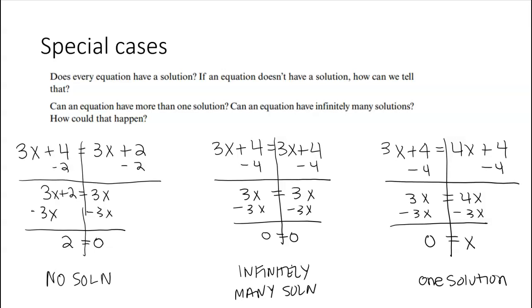So 3 things can happen. You can have no solution. When I subtract 2 on both sides here, and then I subtract 3x, I end up with 2 equals 0. That's no solution. Here, when I subtract 4 and then I subtract 3x, I end up with 0 equals 0. This is false, so it's no solution. This is a true statement. But when I still have a variable and it equals a value, I just have one solution. So a couple different things can happen.